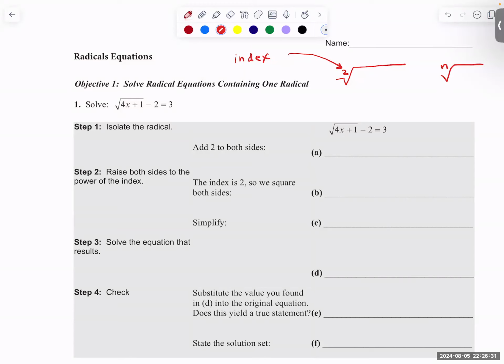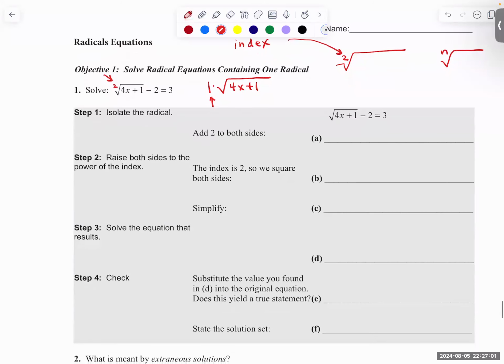Number 1, solve the principal square root, index of 2 understood, of 4x plus 1, subtract 2 equals 3. Let's note that it's understood the square root in this problem has a coefficient of 1. It will not always be a 1, but it is in this example. Step 1 is to isolate the radical by adding 2 to both sides. So 3 add 2 will be 5. So we have the principal square root of 4x plus 1 equals 5.